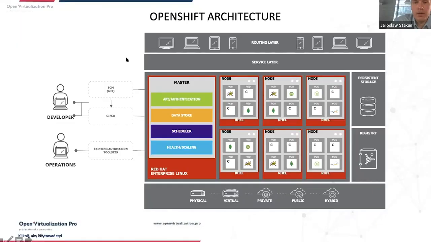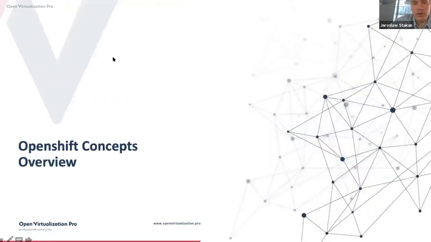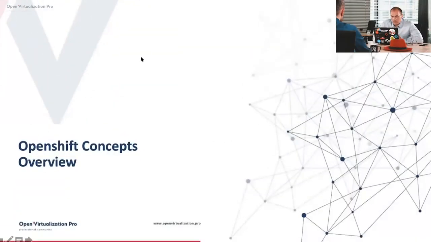But OpenShift is not only about the servers; it's also about the networking and the storage. So as part of our OpenShift, we also have software-defined storage and software-defined networking. And now I would like to give you a very quick introduction and show you later in the demo how you can quickly deploy a new application in OpenShift.